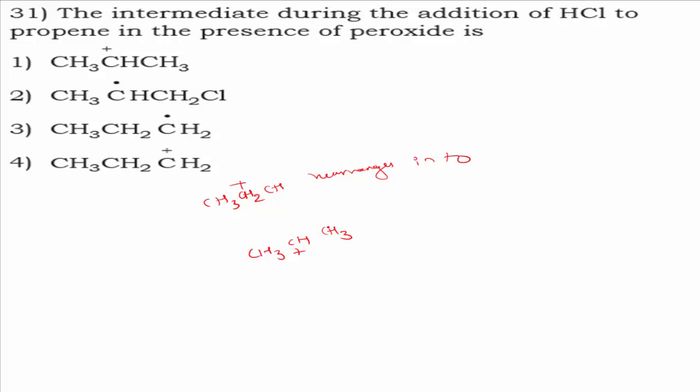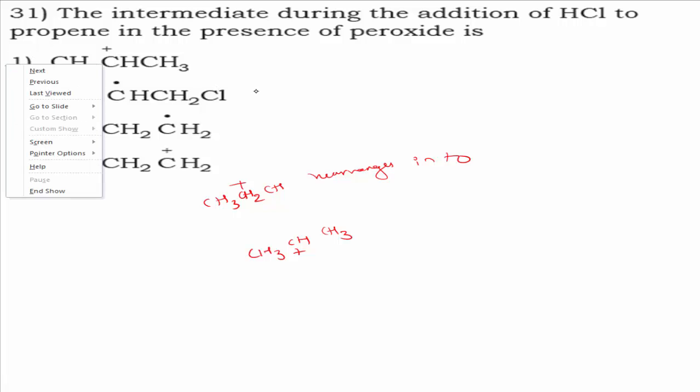carbonium ion. Students, remember, HCl does not show the peroxide effect, thus its addition proceeds through an ionic mechanism involving the more stable secondary carbocation. Therefore, the correct answer for this question is option 1. Option 1 is the right answer.